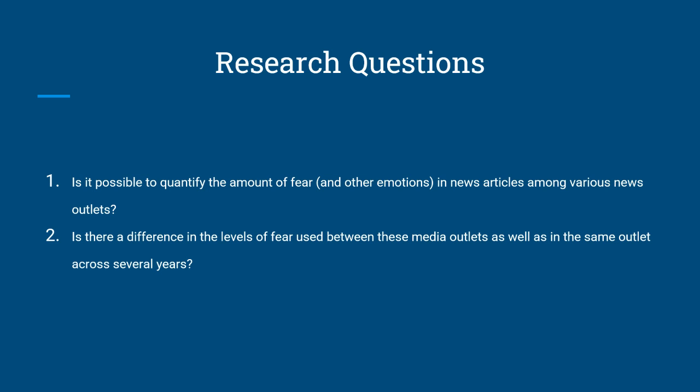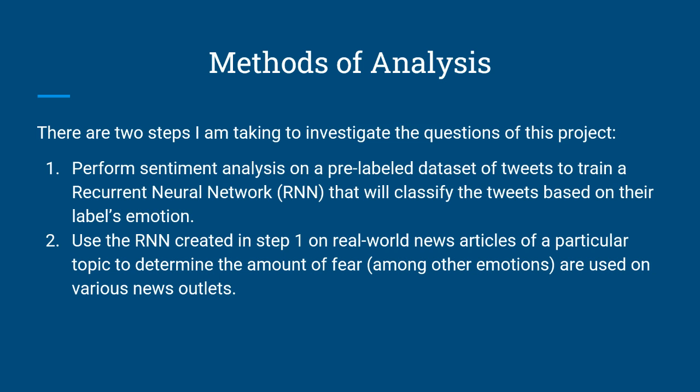With that being said, I have two main questions that I'm attempting to answer in this project. First, is it possible to quantify the level of fear and other emotions such as anger and sadness in current news articles from several news outlets? Second, is there a difference in the level of fear being used across various platforms as well as across several years?